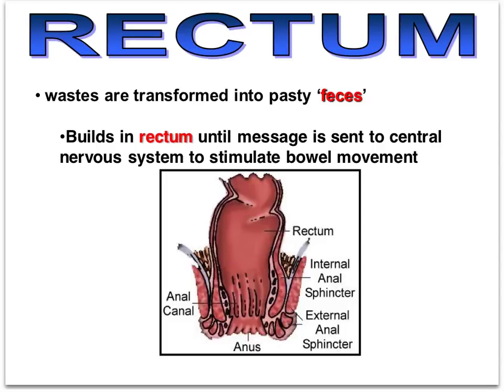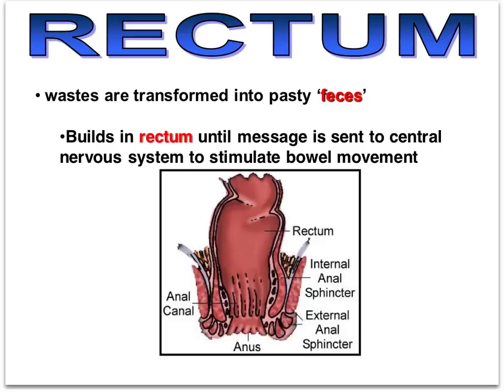So once that large intestine has reabsorbed much of the water, we're left with this waste material that we call feces. That feces will begin to build up in the rectum. Now the rectum has these stretch receptors on the side of it, and those receptors will lead up to the brain within the central nervous system. When enough of the feces have built up and the stretch receptors are being stretched farther, then that's where we get the urge to defecate.